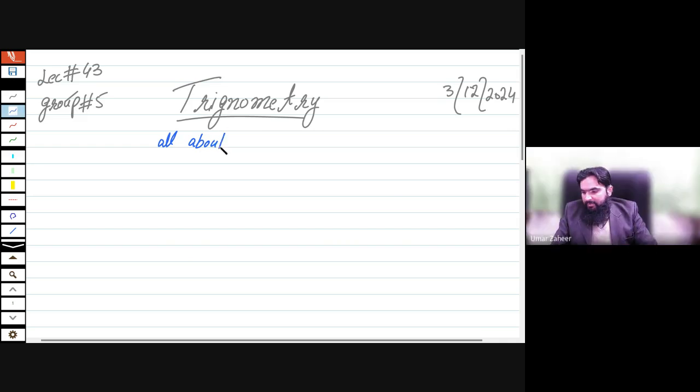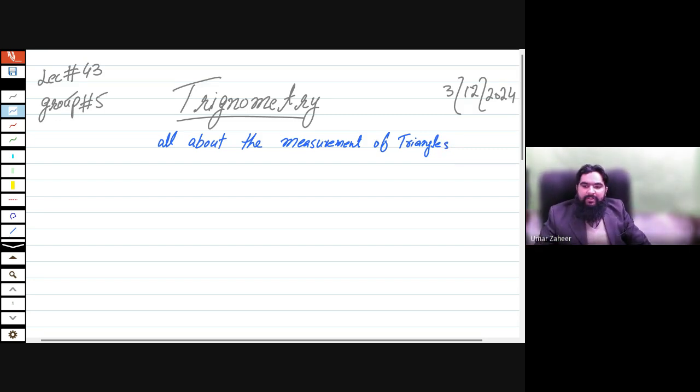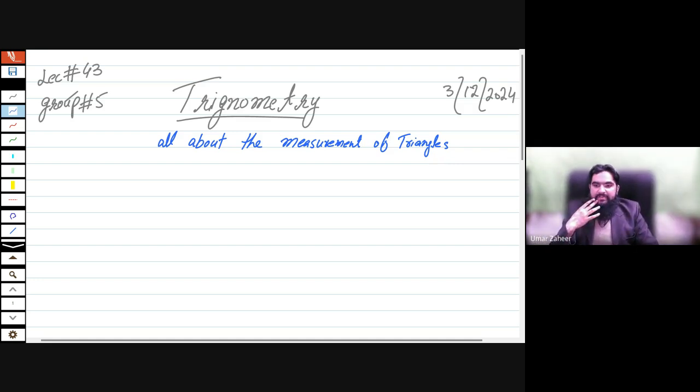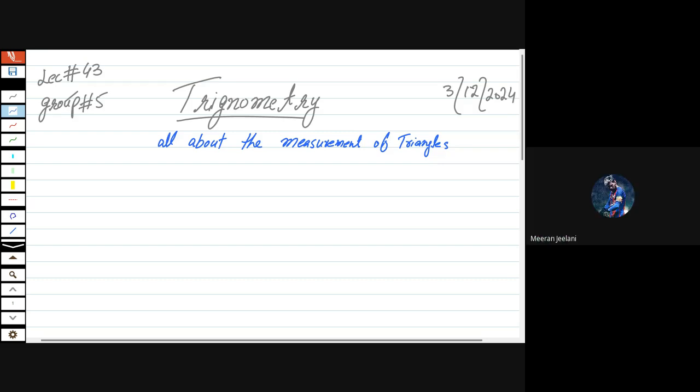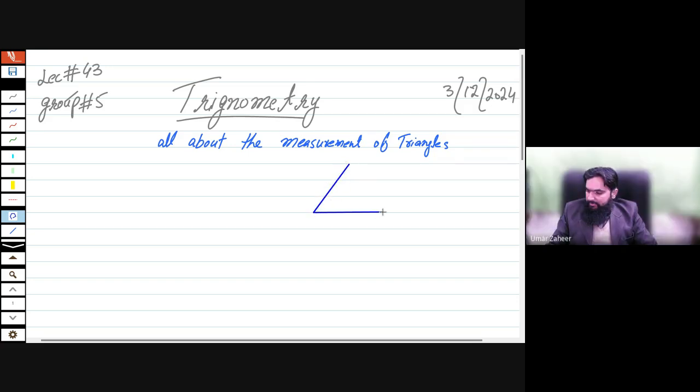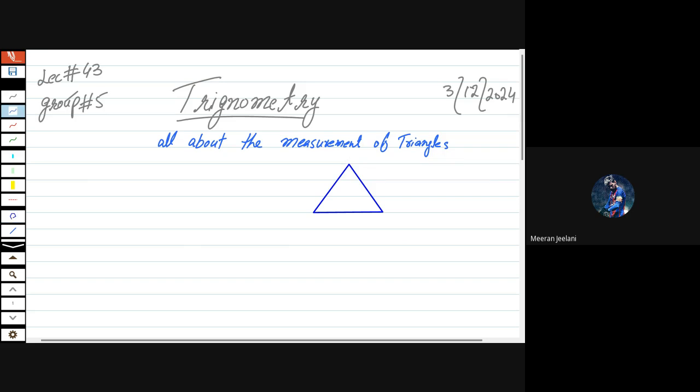Okay. It is all about the measurement of triangles. Okay. Can anyone tell me how many things we have in a triangle to measure? Yes, Miran. Sir, three. We have three things. What are these? Sir, we have the adjacent, opposite, and hypotenuse.